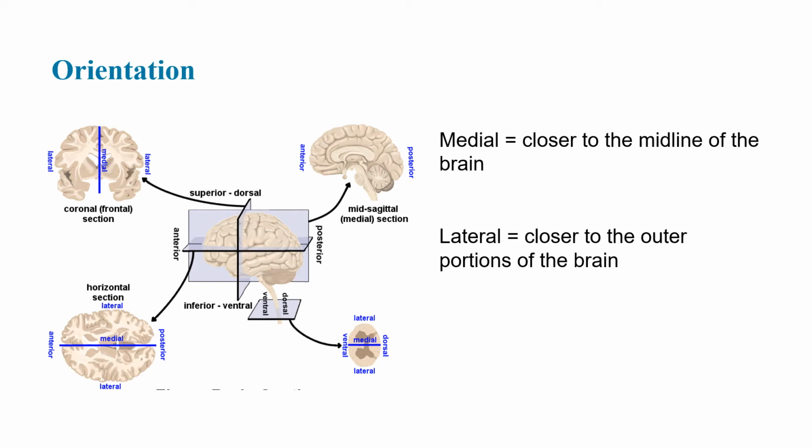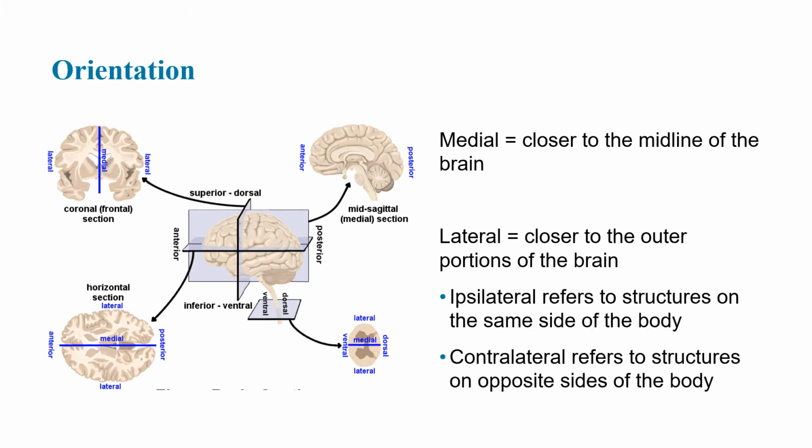And a couple things that go with lateral, you've got ipsilateral. Ipsilateral is referring to structures on the same side of the body. Contralateral is referring to structures on the opposite side of the body. So the brain mostly works in a contralateral way, meaning the left hemisphere of the brain controls the right side of the body, and the right hemisphere of the brain controls the left side of the body. That is not 100% universal, but for the most part, the majority of the body works in a contralateral way.